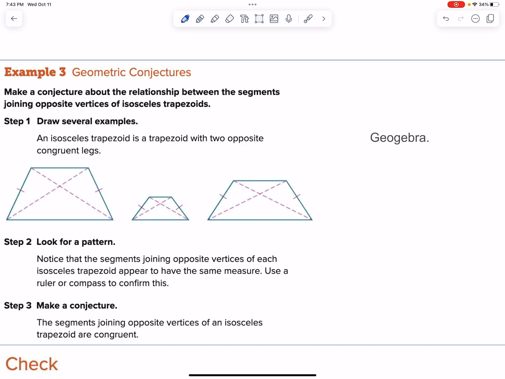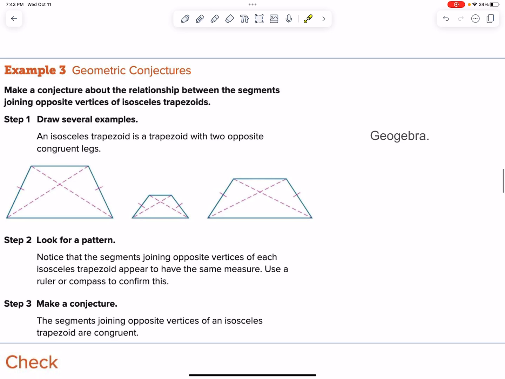The reason I have this term written over here is because if we see more of stuff like this in the practice set, GeoGebra is a really useful site where you can actually create some shapes and manipulate them to help you make some of these generalized statements. But you can see here the conjecture made is that the segments joining the opposite vertices, or the diagonals, of an isosceles trapezoid are going to be congruent.